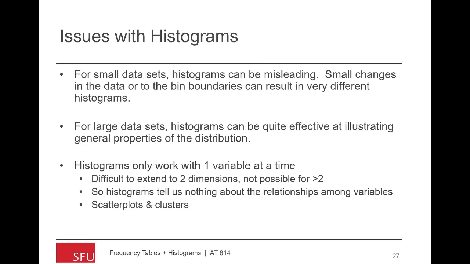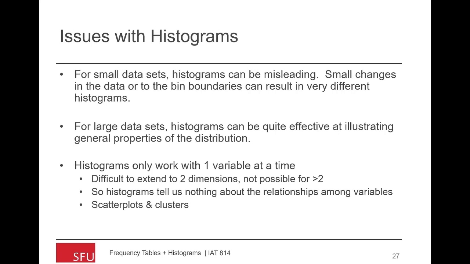However, histograms really only work with one variable at a time. We've been showing in these past examples univariate data. There's a single column of data, and we're just simply plotting the counts of items in the non-overlapping bins. It's a little bit difficult to extend to 2 dimensions. The example of the age of voters and voting for Trudeau or not is an example of that, but you would have to use a repeated number of histograms for that. And it's really not possible for greater than 2 dimensions to use single histograms.